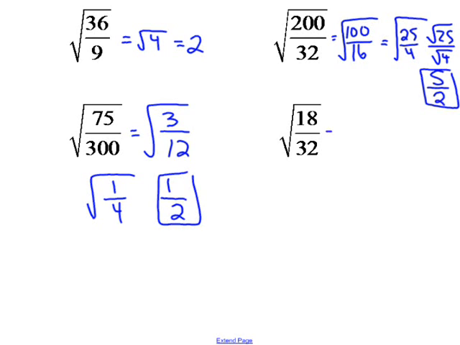18 over 32 simplifies. We can divide by 2 and we get 9 over 16. The square root of 9 is 3 and the square root of 16 is 4. So that has a square root of 3/4.